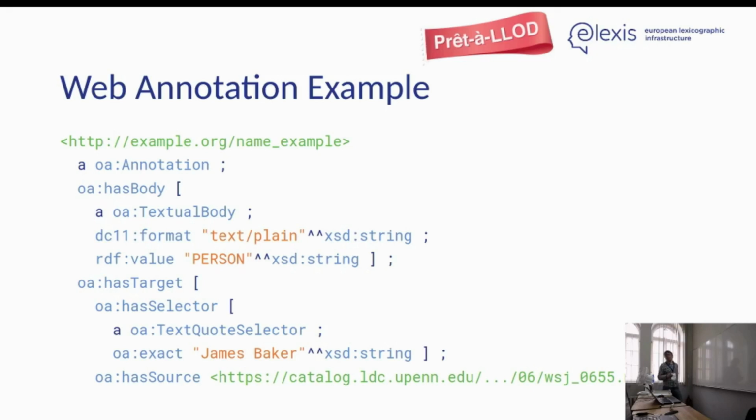It refers to some particular document within the Penn Wall Street Journal corpus. So this is fairly straightforward. We have our annotation, we have a value to it, it's person, we're selecting everything that matches James Baker exactly in the document, and this is a document that we're annotating. So we can simply write all of our annotations using an example like this.